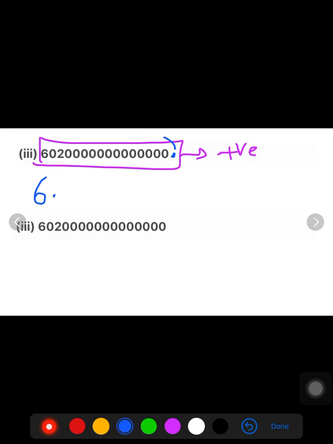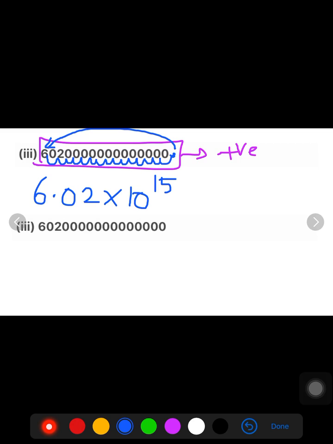Now you're moving your decimal point to your left side. When you're shifting your decimal point to your left side, you'll be using positive exponents. How many digits you are shifting, you need to count. 1, 2, 3, 4, 5, 6, 7, 8, 9, 10, 11, 12, 13, 14, 15. 15 digits you are shifting your decimal point to your left side. So your answer will be 6.02 into 10 to the power of 15. It's a positive exponent. Since it's a very large number, you'll be using positive exponents, or when you're shifting your decimal point to your left side, you'll be using positive exponents.